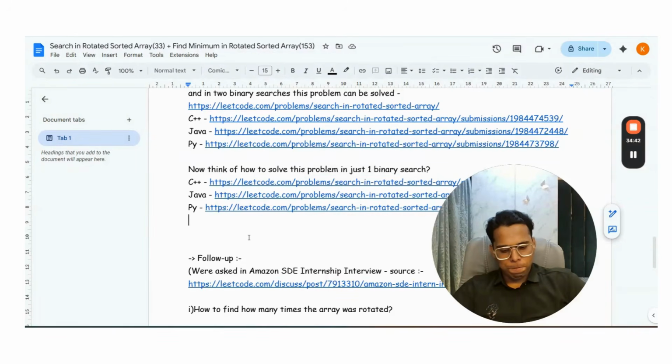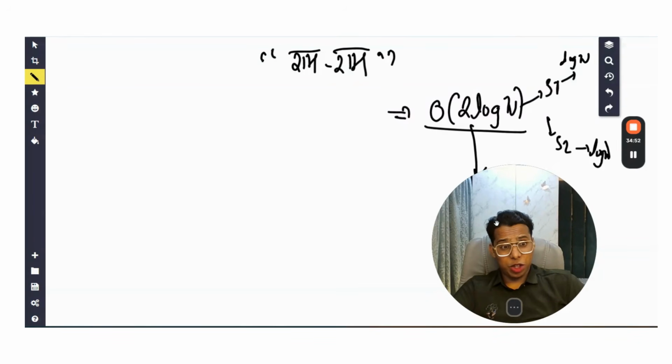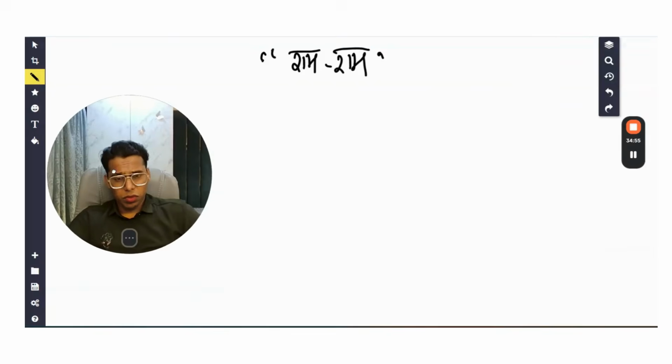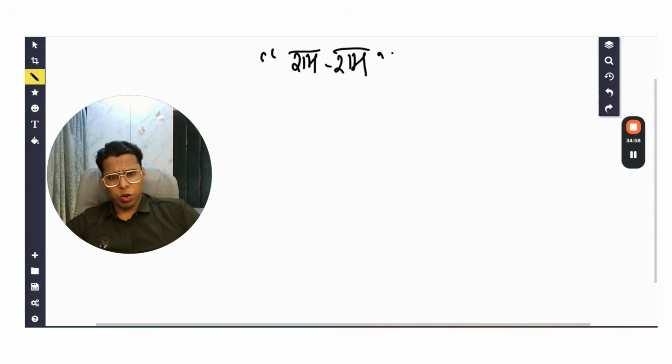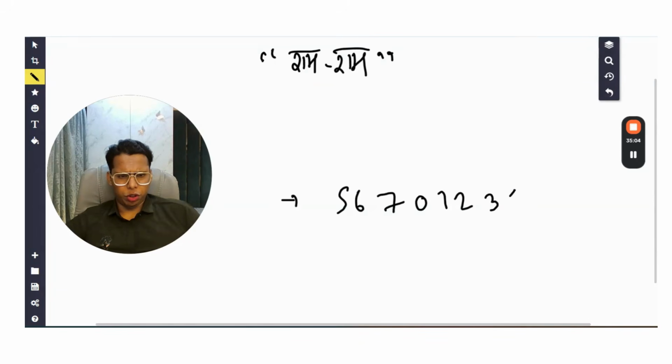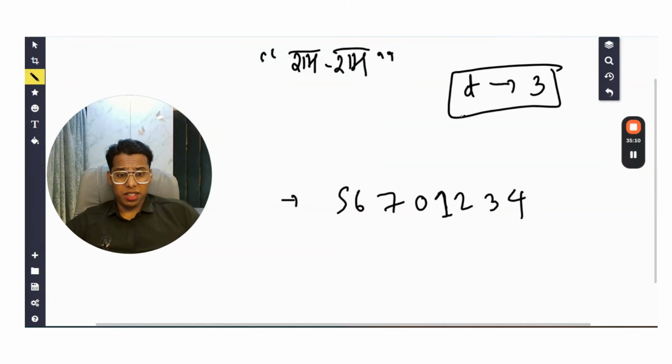We are trying to find some element, right? So let's see what happens. Let's take a left sorted part and a right sorted part of a rotated sorted array. Let's say it is 5, 6, 7, 0, 1, 2, 3, 4. Let's say the target element is 3. You are trying to find 3. Where is 3? So what will you do? This is your low. This is your high. What is your mid? My mid will be 0, 1, 2, 3, 4, this.